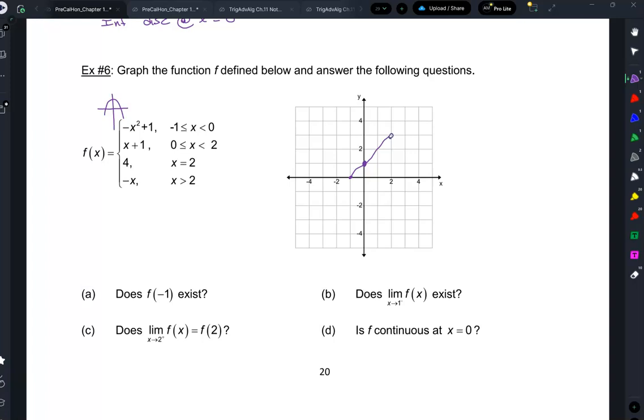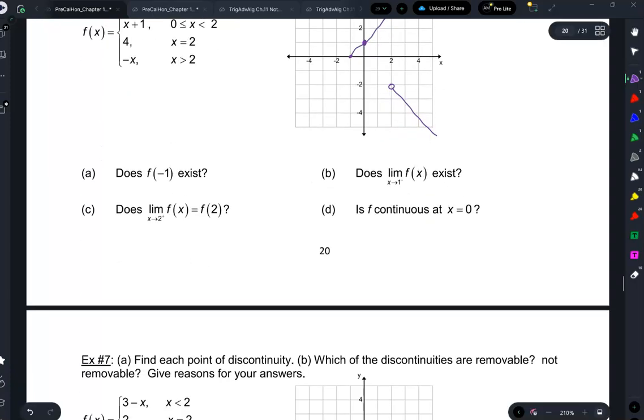Okay, at x equals 2, it's 4. At greater than 2, it's negative x. So at 2, that one is how much? Negative 2. Open. Here we go. All right?